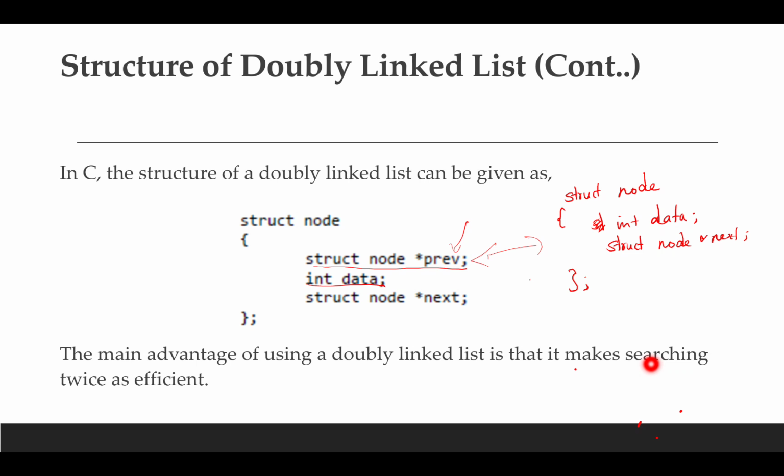And the main advantage of using a doubly linked list is that it makes searching twice as efficient. We can make the searching twice as efficient.